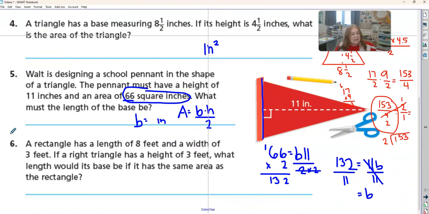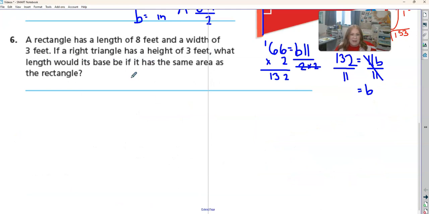Okay, number 6 says that a rectangle has a length of 8 feet and a width of 3. So we're going to draw out a rectangle with 8 by 3. And a right triangle has a height of 3 feet. What length would its base be if it has the same area as the rectangle?